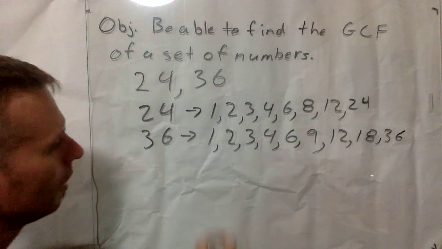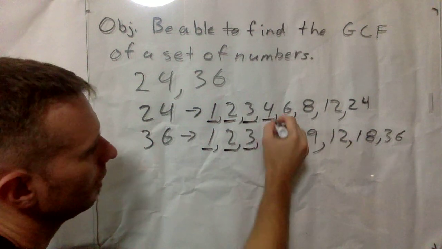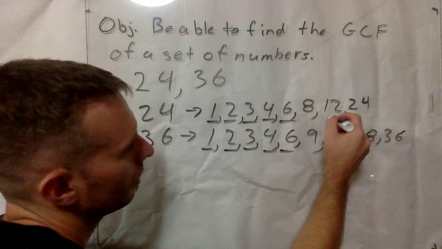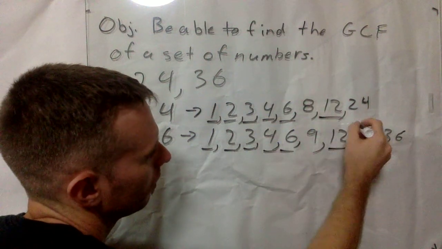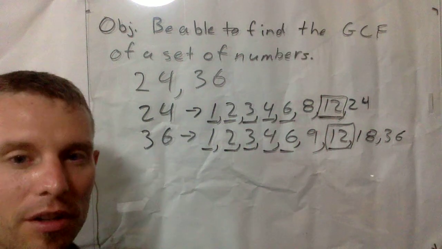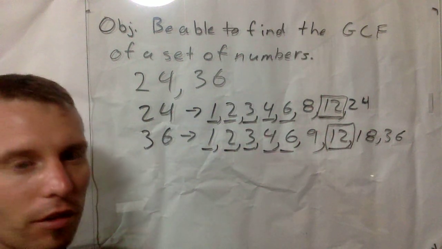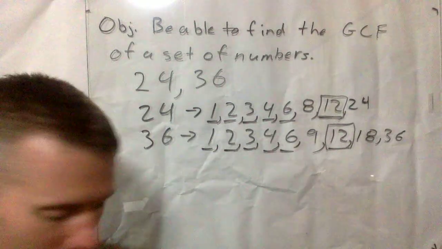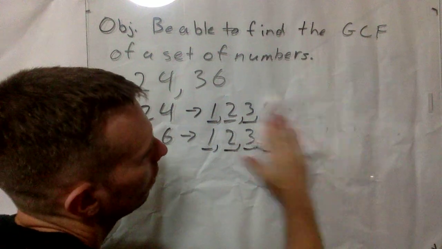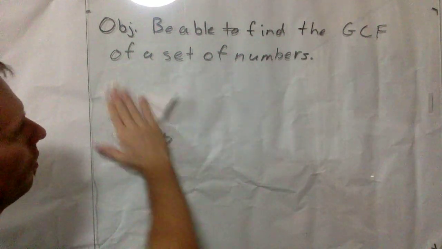So we can see what factors they have in common, and if we keep listing, we can see that 12 is the greatest factor that these have in common. So 12 would be the greatest common factor. Now again, that was the list method, and you can do it that way, but there are a few more ways that I wanted to show you.